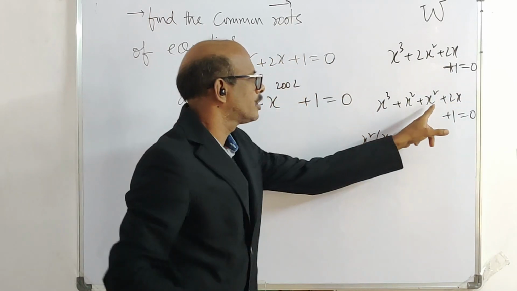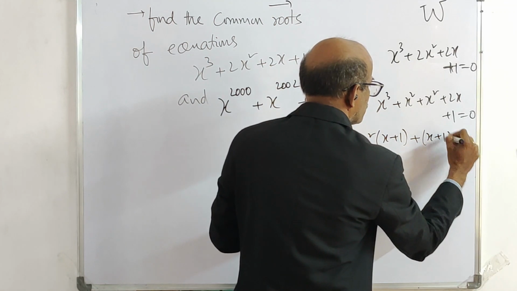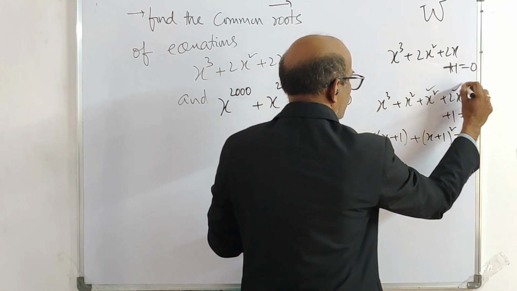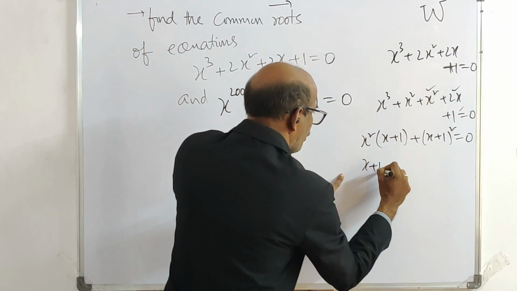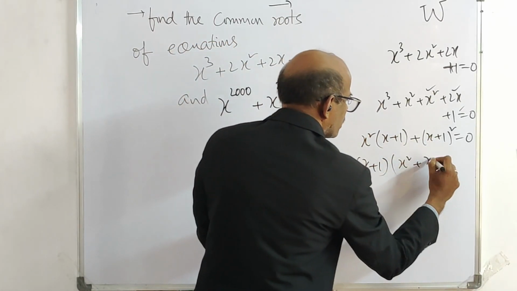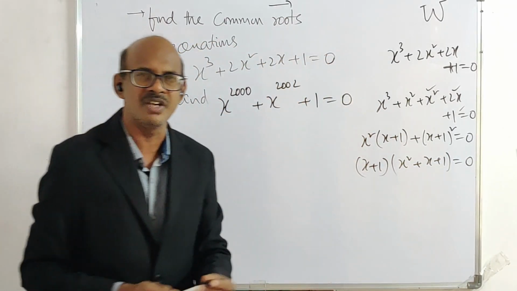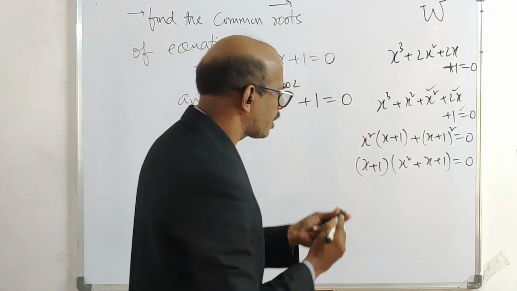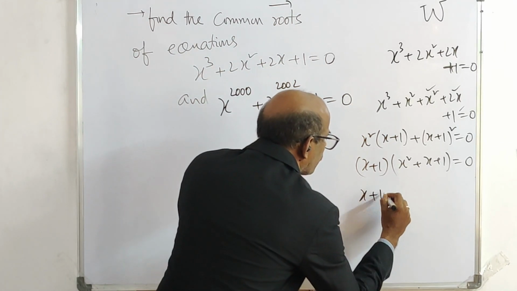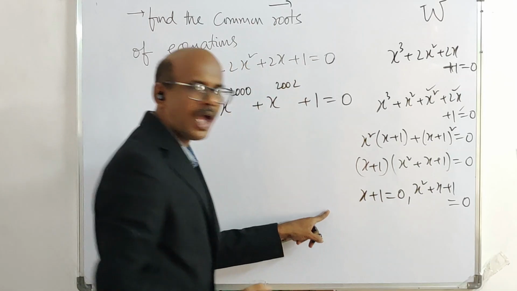If you observe this term, x square plus 2x plus 1 is x plus 1 whole square. Now take x plus 1 common here and here. So it will be x square plus 1 times x plus 1. I think you got my point. My dear beloved student, don't deviate. Your attention and concentration required. So x plus 1 equal to 0 is one factor, and x square plus x plus 1 equal to 0 is another factor.